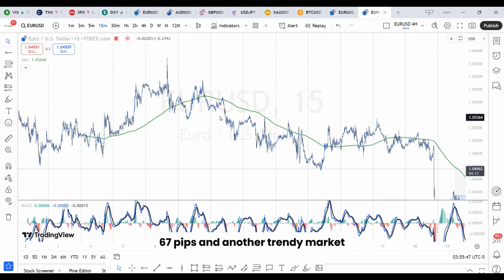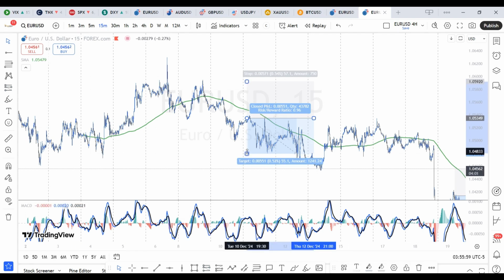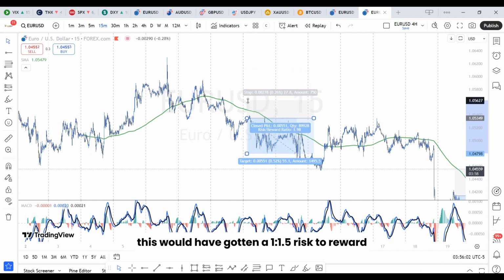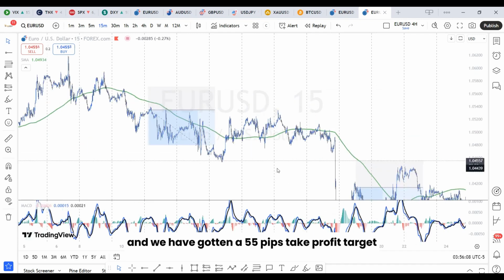And another trendy market, you can see this area here, a very clear example. If we say we should even target this low here, we would have gotten a 1:5 risk to reward, and we would have gotten a 55 pips take profit target.